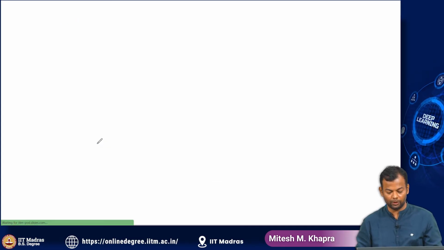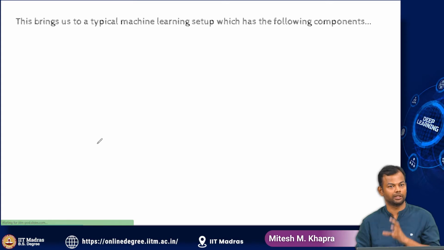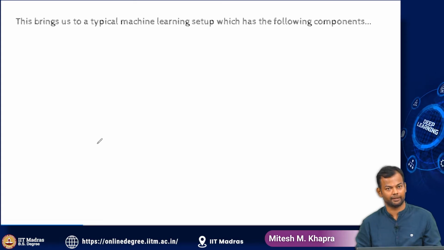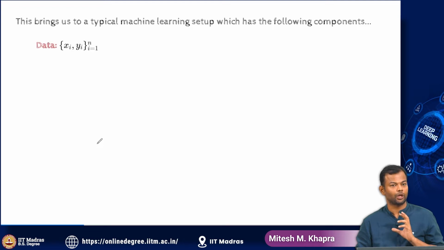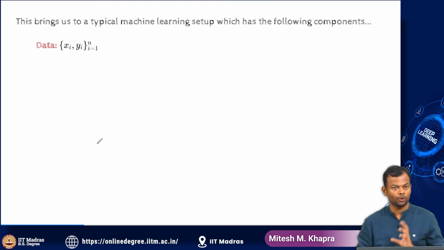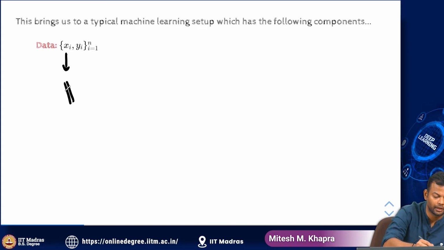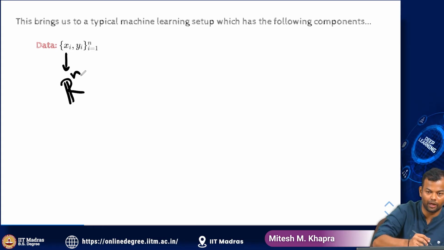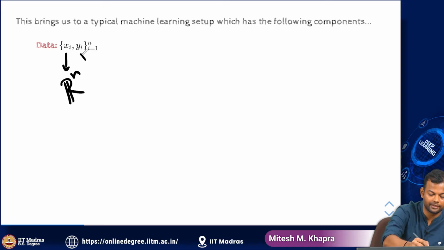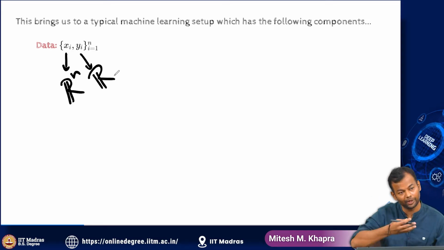And now with this background, we are ready to discuss what a typical supervised machine learning setup looks like. Not machine learning, but supervised machine learning. So always, given some data. What is this data? These are vectors belonging to R^n. And this is, for simplicity, let's assume that it's just a real value. It could again be a vector.